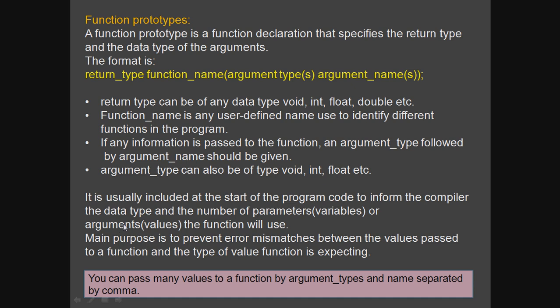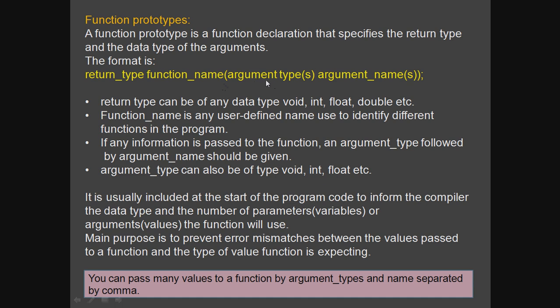Clear on that? Okay, so now the main purpose of the function prototype is to prevent error mismatch between the values passed to a function and the type of value the function is expecting. Clear? So the values that are passed to the function, and then the type of value the function is expecting, that means the return type. So now the priority is given to this return type. Clear?